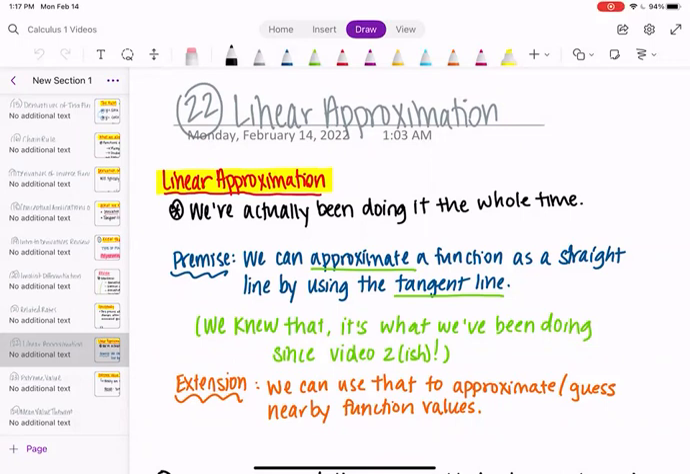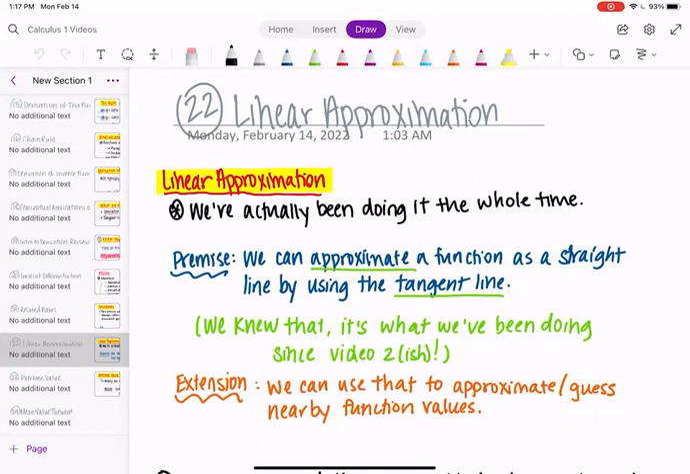In the last video, we talked about related rates, which is an application of derivatives, going over how we can learn something about one quantity given information about another one, right? So this video is going to be very similar because we're going to take the derivative and turn it into an application. But it's actually one that we've been doing since the moment we talked about tangent lines for the first time. The premise is that we can approximate a function as a straight line using that tangent line.